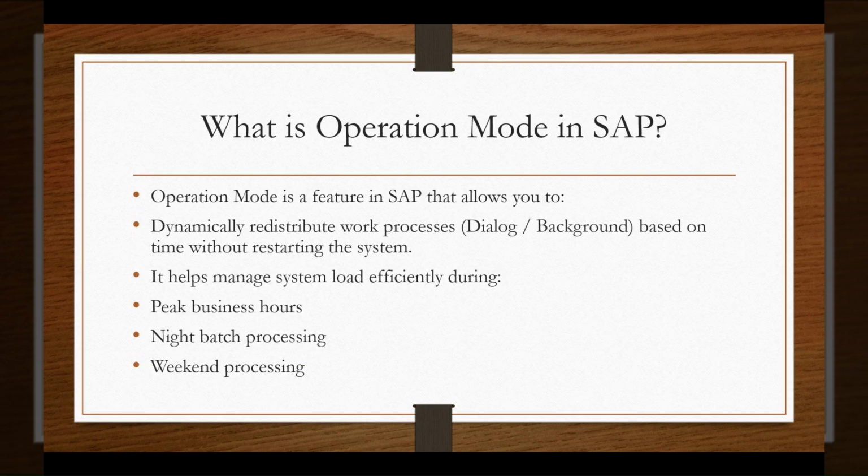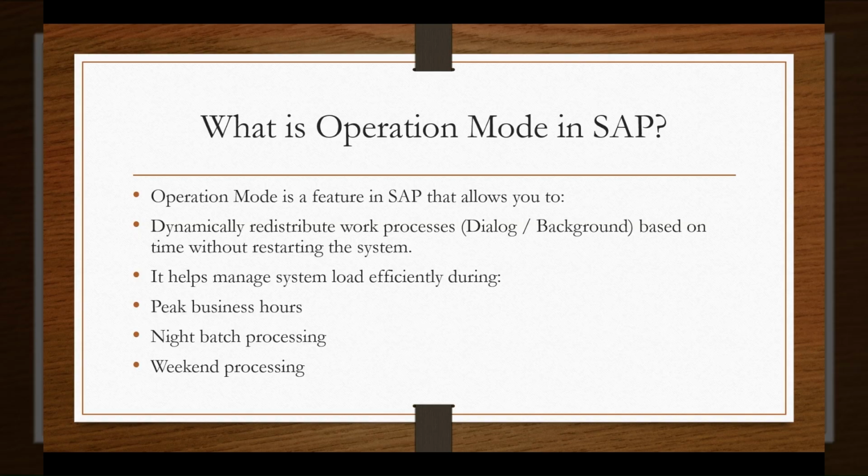So, operation mode is a feature in SAP that allows you to dynamically redistribute the work processes based on time without restarting the system. It helps manage system load efficiently during changing peak hours, night batch processing, or the weekend processing. So, operation mode is basically a mechanism, or we can say a kind of automation within the SAP system, so that the system changes the number of dialogue and background processes, or the work processes, dynamically by itself, so that the load on the system can be managed accordingly.